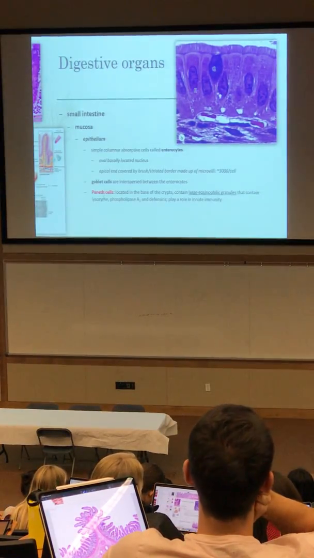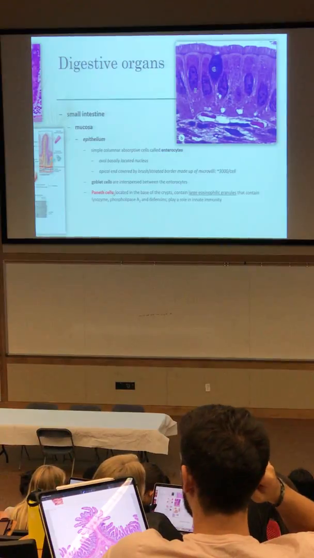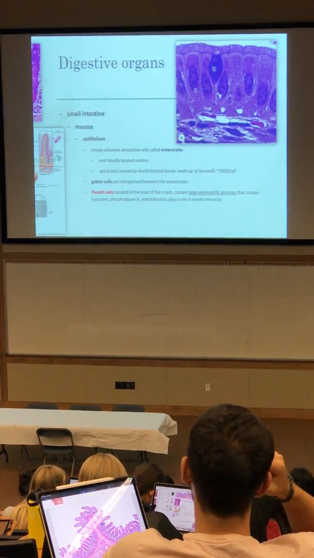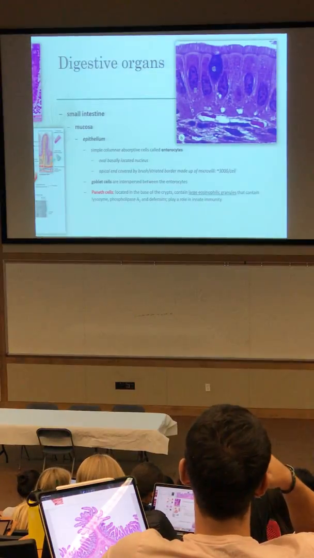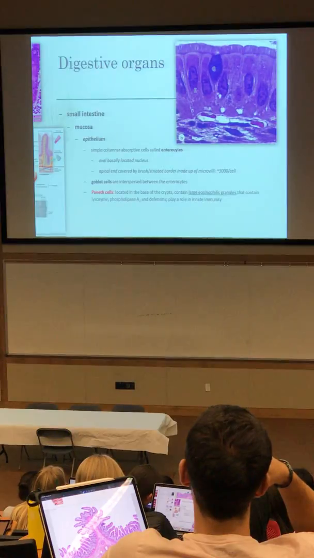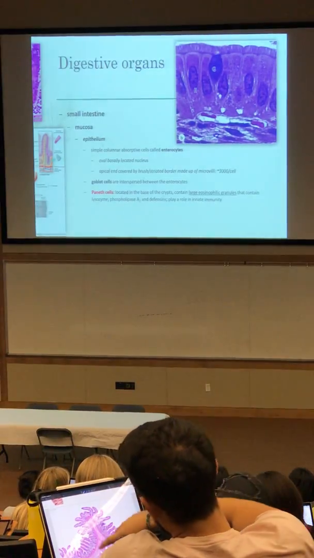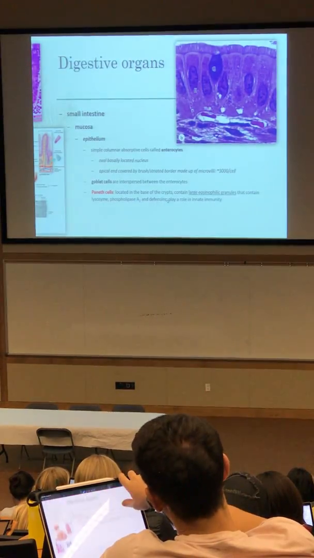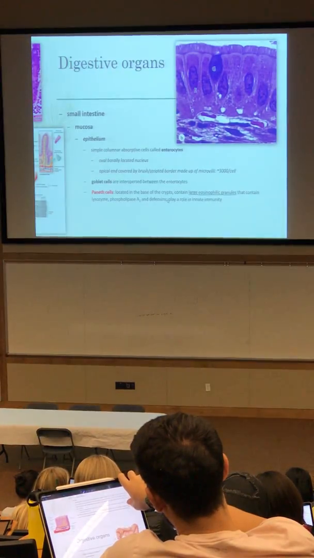Paneth cells. I put the word Paneth cells in this bright orange color because that's the color of the cells. They have these big granules in them. You can see them here. See all these little orange or reddish granules? Those cells are Paneth cells. So they contain lysozyme, phospholipase A2, defensins, and they are part of the immune system. So they're there to help control the bacteria population.